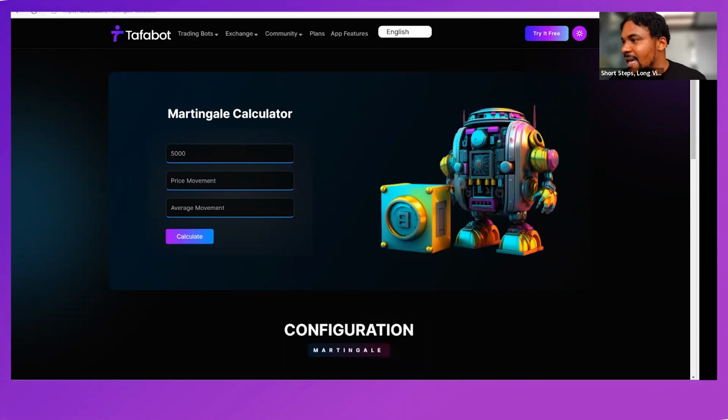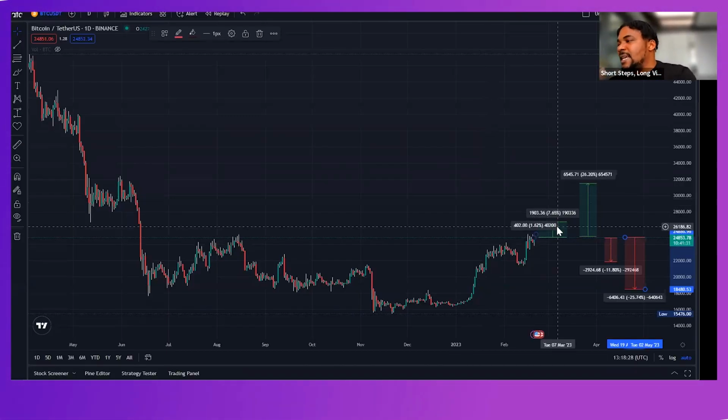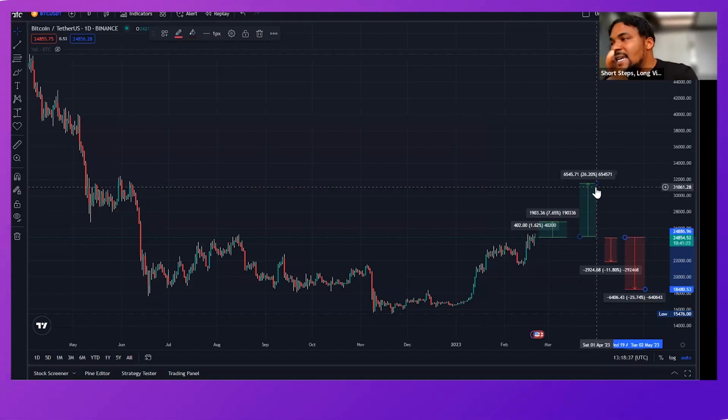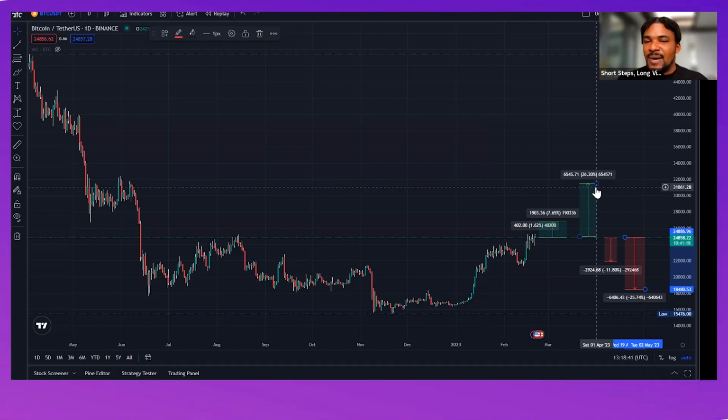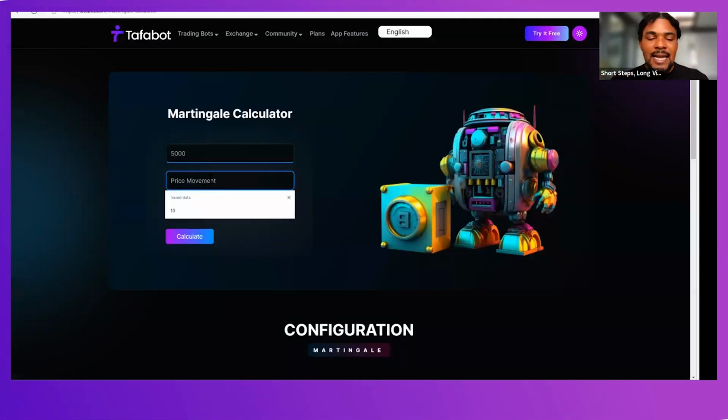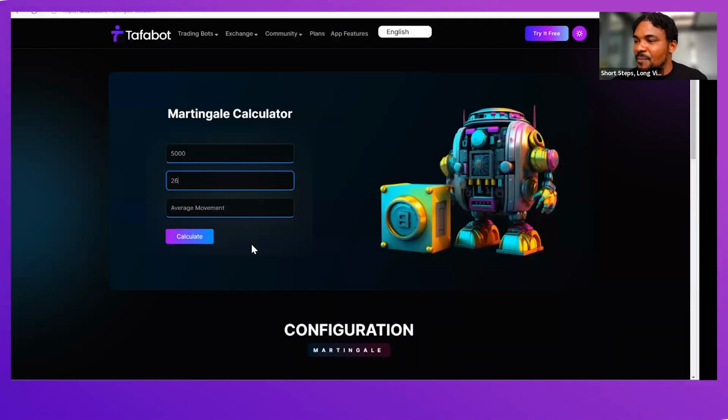Now, if we go back there, we said we're expecting a dump to 11%, and also we're expecting a pump if the market goes against us, 7.6%. And the highest zone right now is at 26%. So if I want to create a Martingale that covers a 26% market zone movement, what I need to do is go to the Tafabot Martingale calculator, and then I say I want to cover a 26% movement, and then I need to identify what the average movement is.